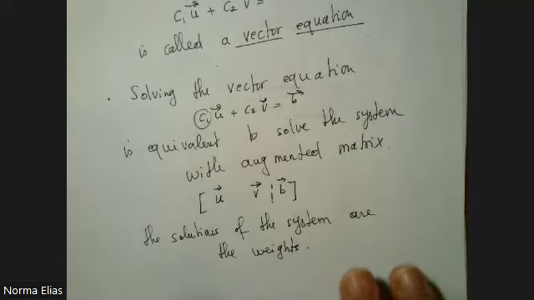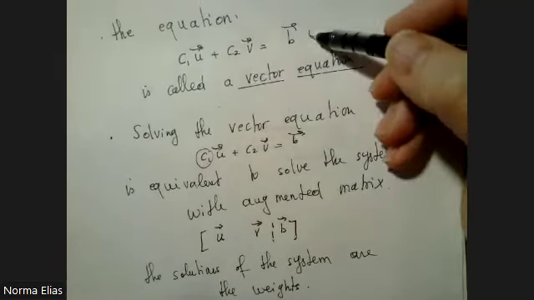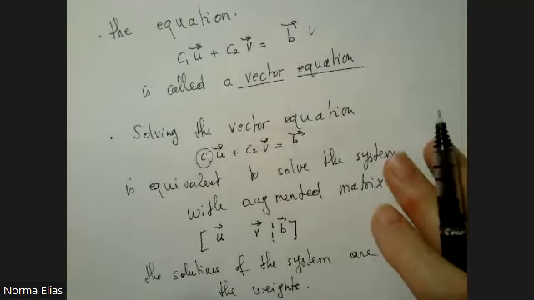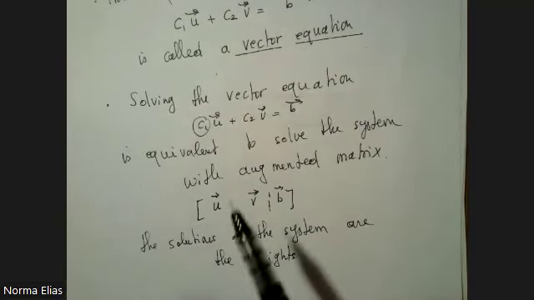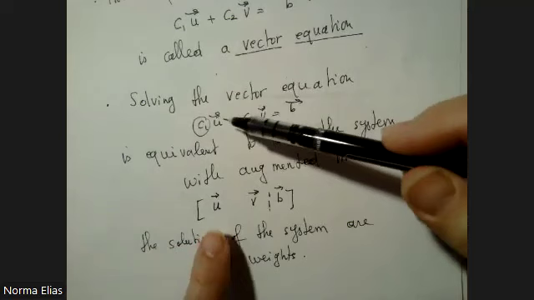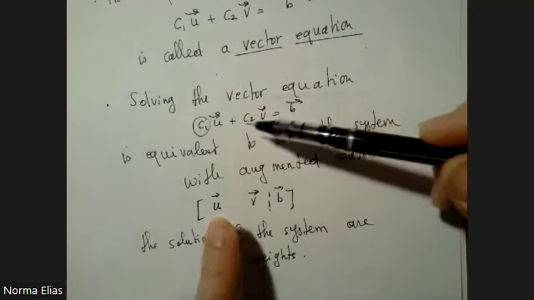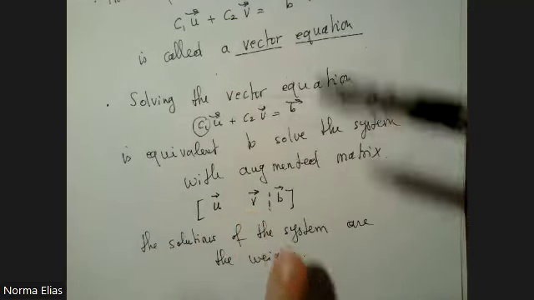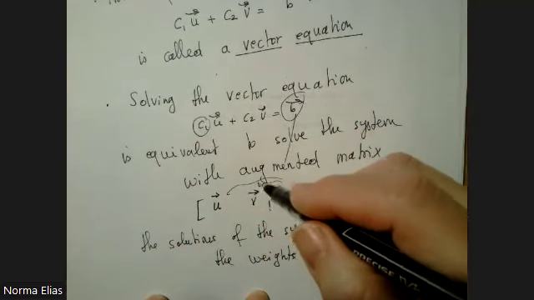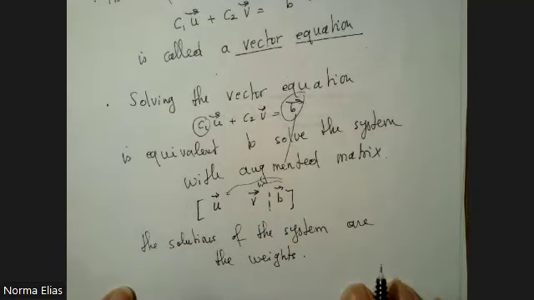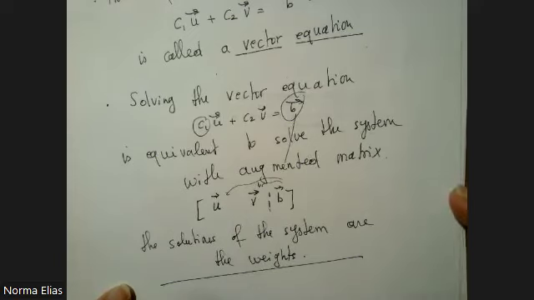All right, so let's go over it one more time. This equation is called a vector equation, and solving it boils down to solving the system where the augmented matrix has U as the first column, V as the second column, and the augmented column is the column that I am after, the one that I want to show as a linear combination of U and V. And the solution that we get is called the weights of the linear combination.